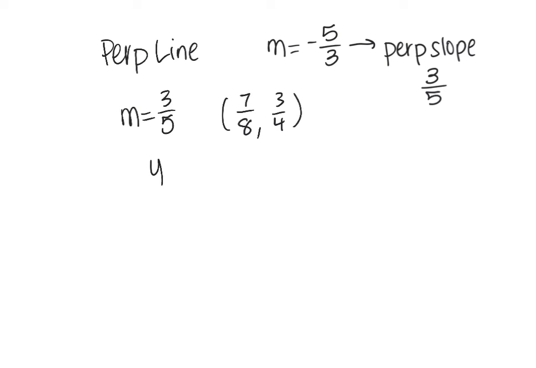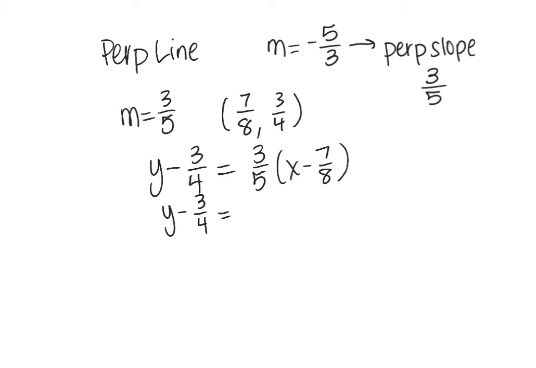And in this case, I use that point slope form again. Y minus 3/4 equals my perpendicular slope 3/5, times x minus 7/8. And then I do have to distribute. So 3/5 times x is 3/5 x. 3/5 times negative 7/8. I multiply my numerator, I multiply my denominator, and so we get negative, or subtract, 21/40.